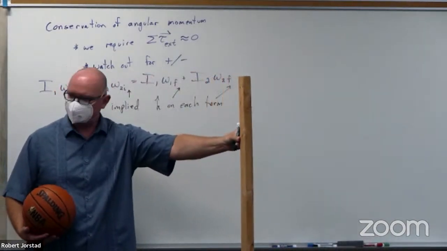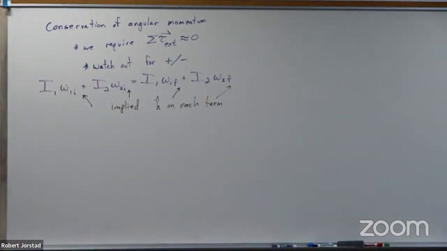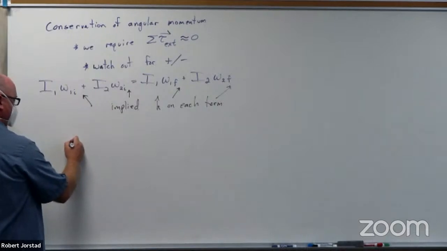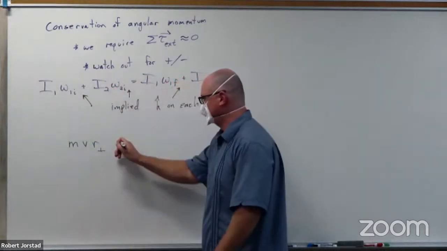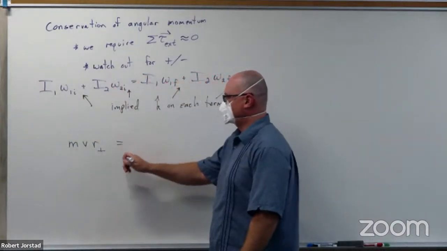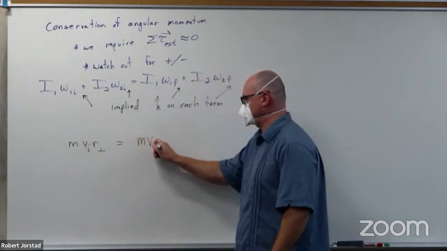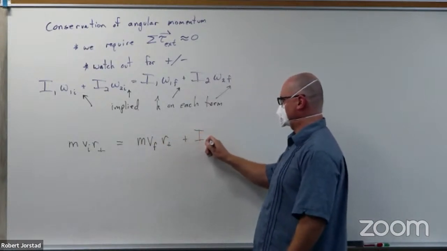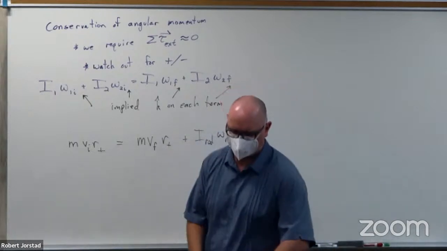I want you to watch this 2x4. It's just sitting on the floor. You agree it started rotating? That's another way to do it. You could say M V R perpendicular for the basketball, initial, equals M V final times R perpendicular for the basketball plus I of the rod, omega of the rod. Let's run that again and see if that makes sense.